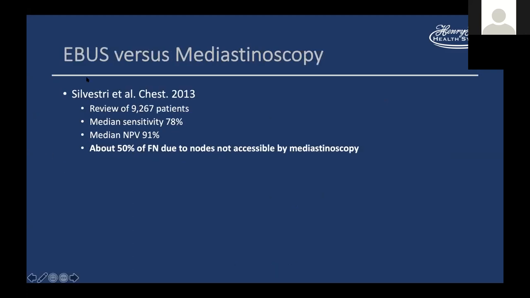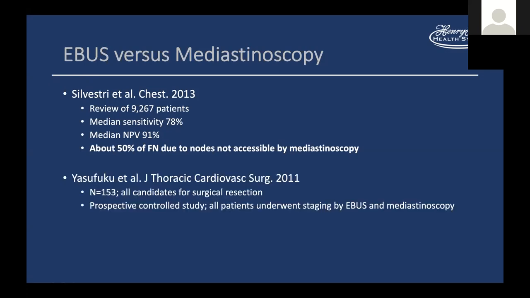How does mediastinoscopy fare when they looked at it in retrospective reviews? So again, this was part of the ACCP clinical practice guidelines where they looked at a bunch of studies totaling 9,000 patients who had mediastinoscopy with a median sensitivity of 78% and a negative predictive value of 91%, which are not bad. But they did note that about 50% of the false negatives were due to nodes that were not accessible by mediastinoscopy.